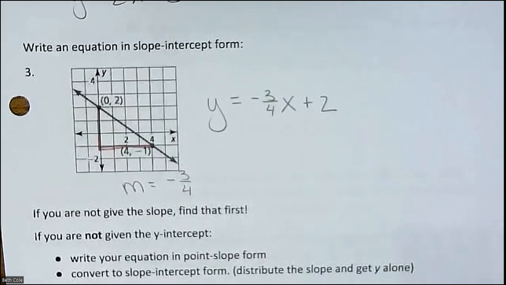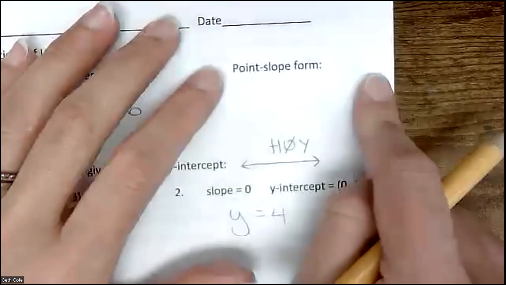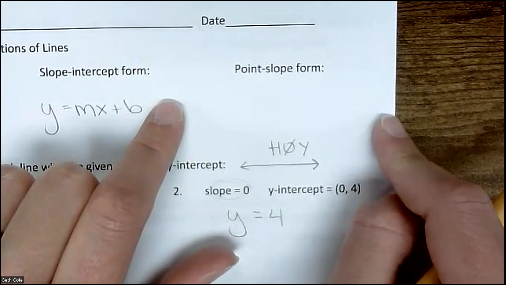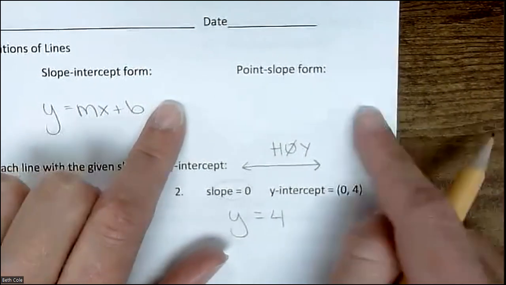Now, those were all ones where you were given the y-intercept. And so it all kind of fell into place. If you don't have all of those things and you can't just write the answer, you're going to use your point slope form. As a heads up, here's my pep talk. It's going to look scary at first, but once you do it enough times, it won't be that bad.